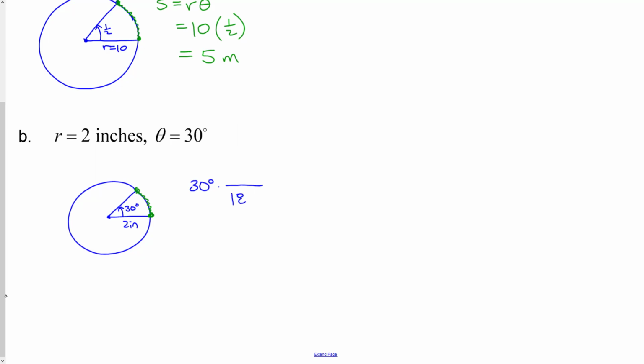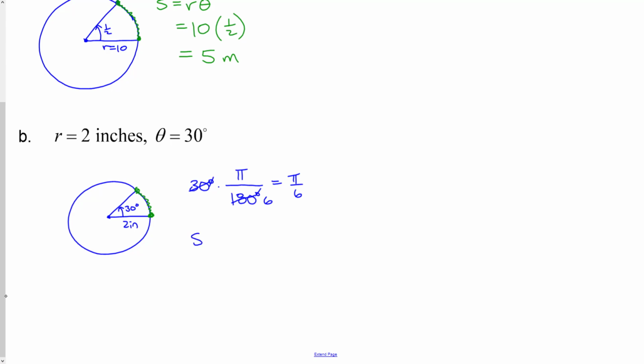So to get the degree to cancel out, I need to put the 180 in the denominator so that the degree will cancel. So I need to multiply by pi over 180. All right, so the 30 goes into 180 6 times. So this is an angle measure of pi over 6.